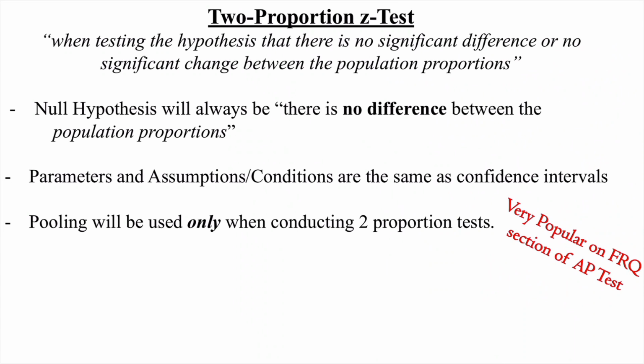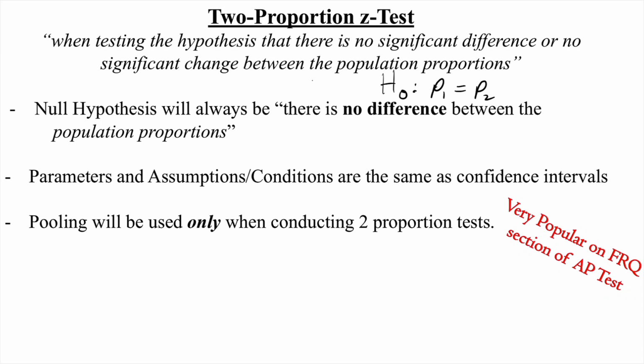The claim is always going to be the same for two samples. The samples are the same. Okay, there's no significant difference between the two samples. That'll always be the null. So when testing the hypotheses that there is no significant difference or no significant change between the population proportions, we'll always have a null hypothesis of proportion 1 is equal to proportion 2. That'll always be our null hypothesis.